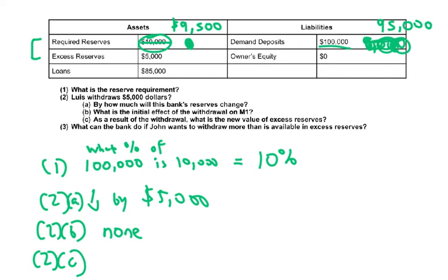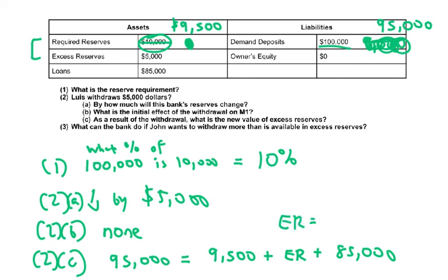And so now that we have our new required reserves, we know that total deposits has to be equal to our required reserves, 9,500, plus the value of the excess reserves, that's what we need to know, plus 85,000, which is loans. Because again, this $95,000 of deposits can only go in one of three places. Either it goes in required reserves, excess reserves, or loans. That's it. So we need to solve for ER, and excess reserves is going to be $500 to make that equation work. So again, another practice problem very similar to the last question.